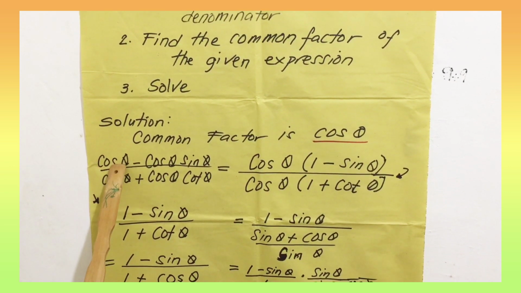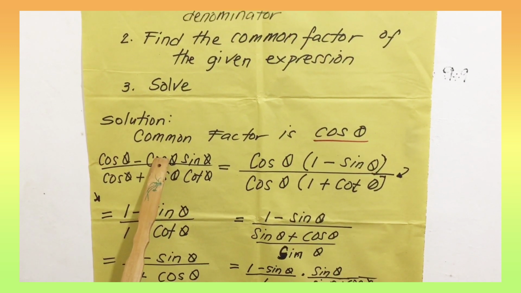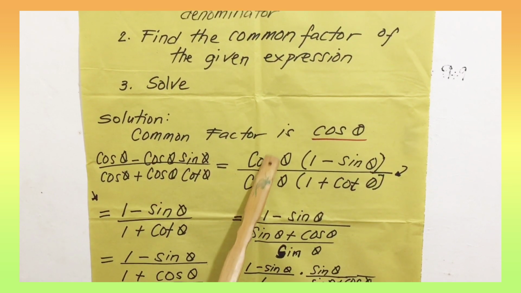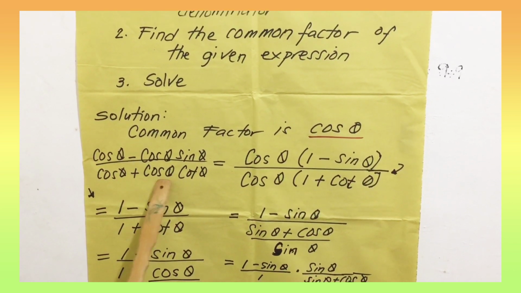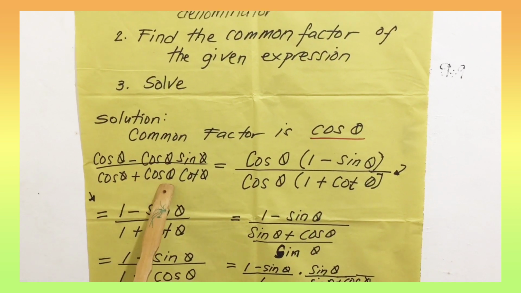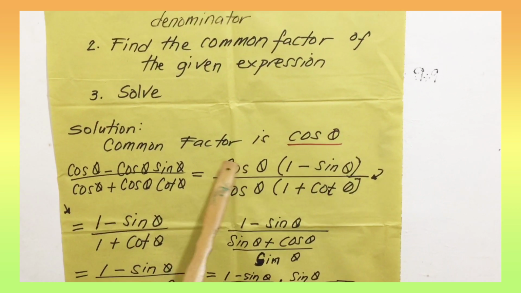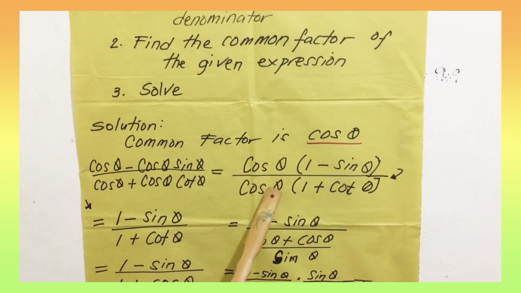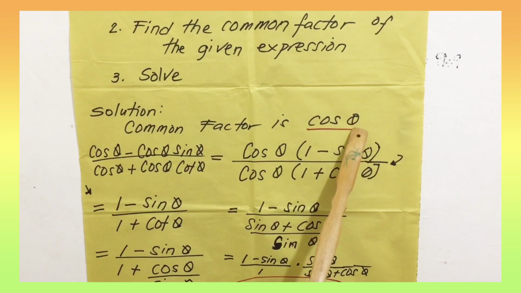The terms are cos theta and cos theta sine theta. The common factor is cos theta, so we write here our common factor is cos theta. For the denominator, cos theta plus cos theta cotangent theta, we have the same cos theta here. So our denominator also has the common factor cos theta.